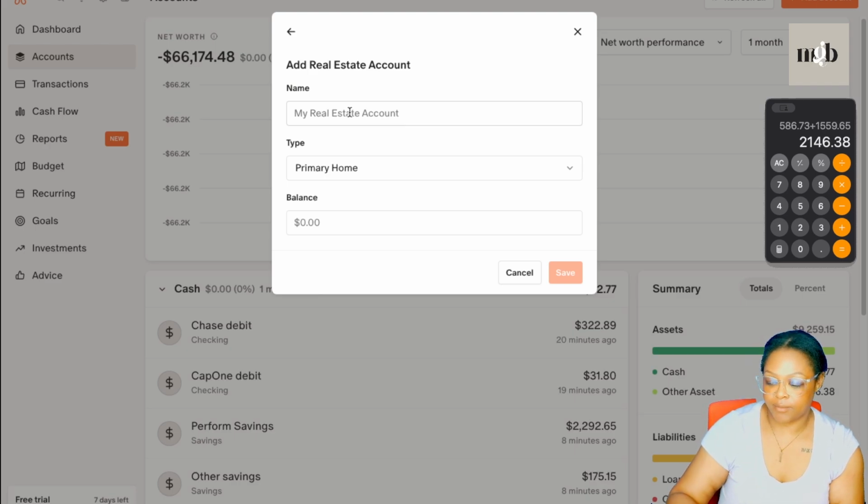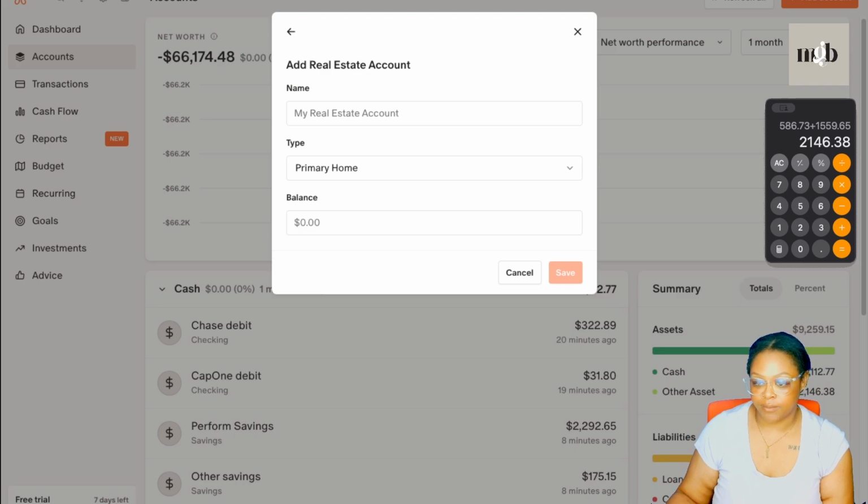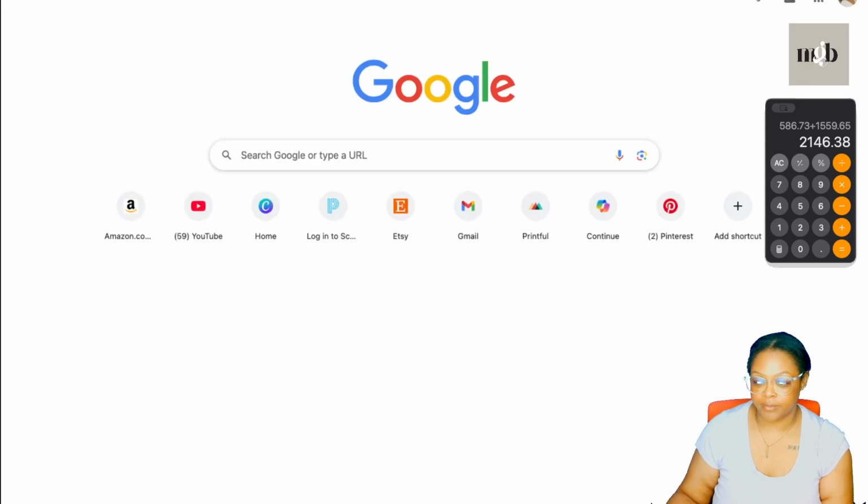Okay, so I am going to add my home value to this, and I need to first figure out what my home is valued at right now. So I'm going to figure that out really quick. I'm going to go on, I guess, Zillow or something. I'm obviously not going to share that because it's my home address, so I'll be right back.